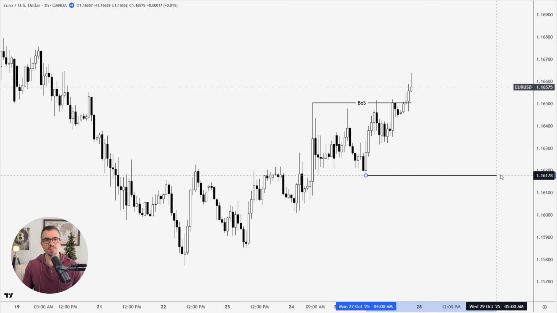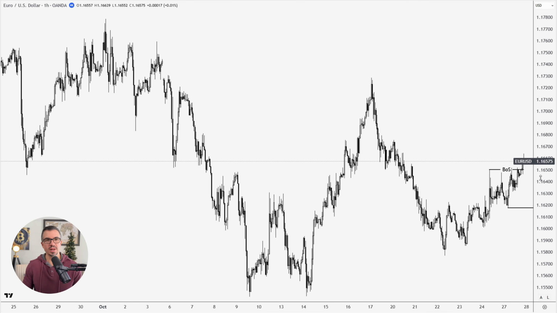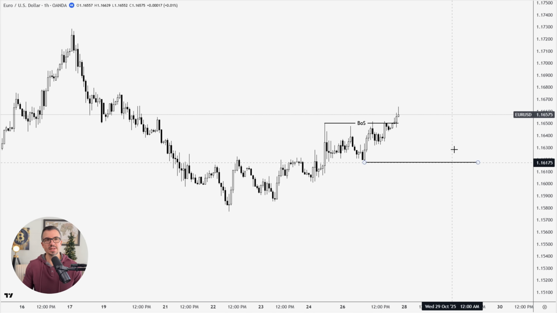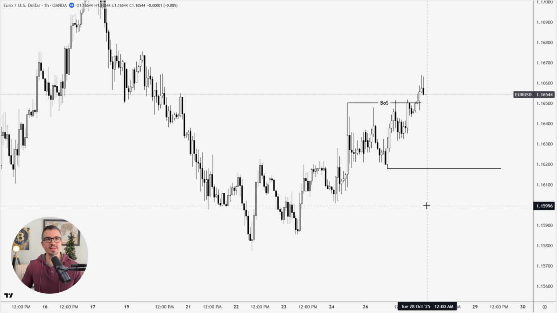So this is important because if this is going to be a lower high, remember that we have the euro in a downtrend here. If this is going to be a lower high, this is the level down here that sellers would have to take out. Okay, so let's go ahead and play this forward now and see what we get.